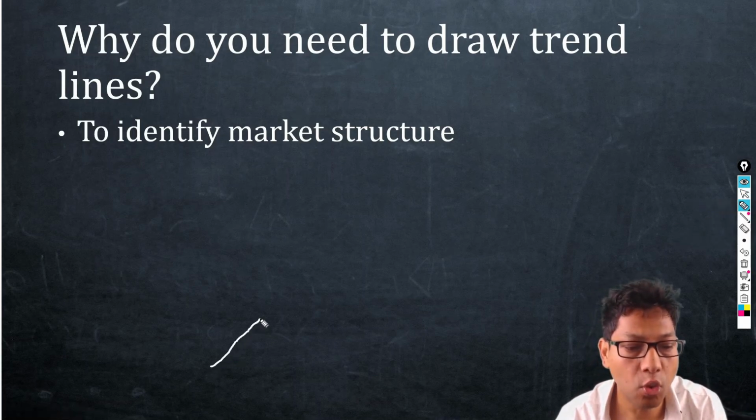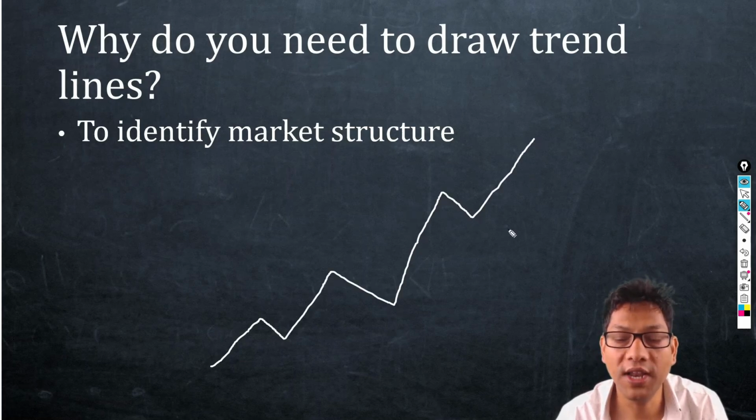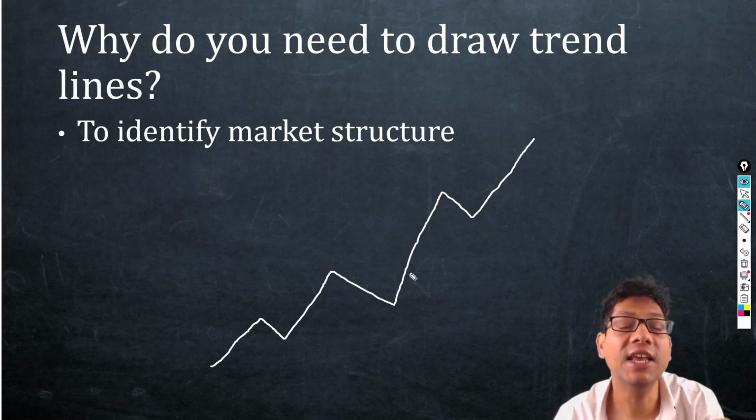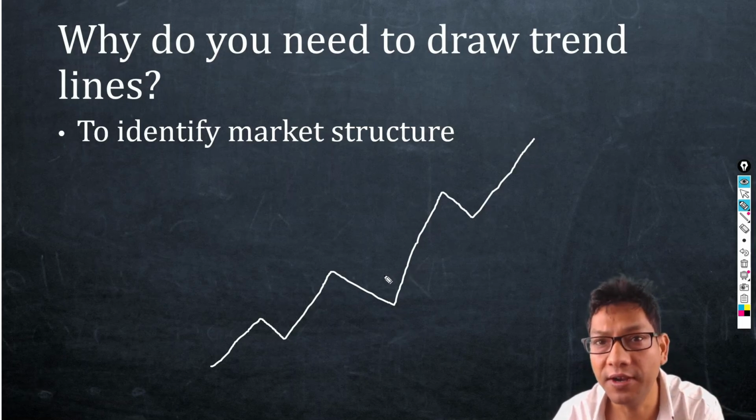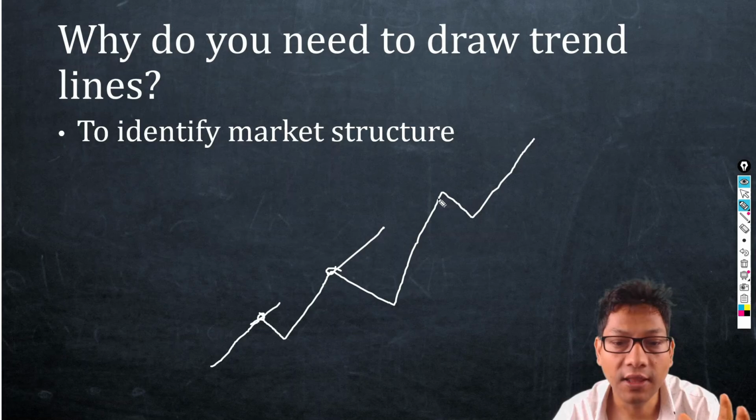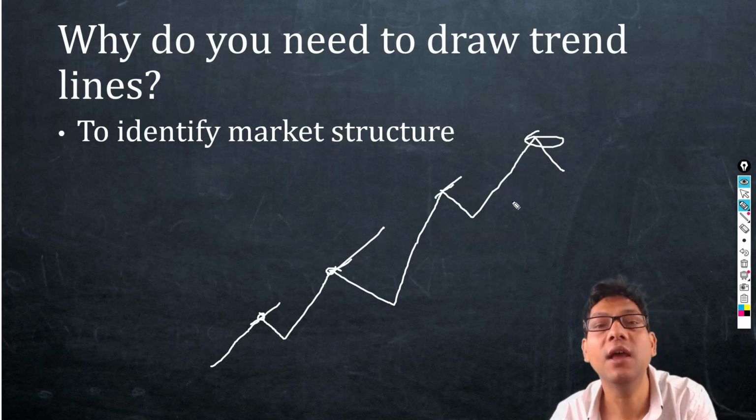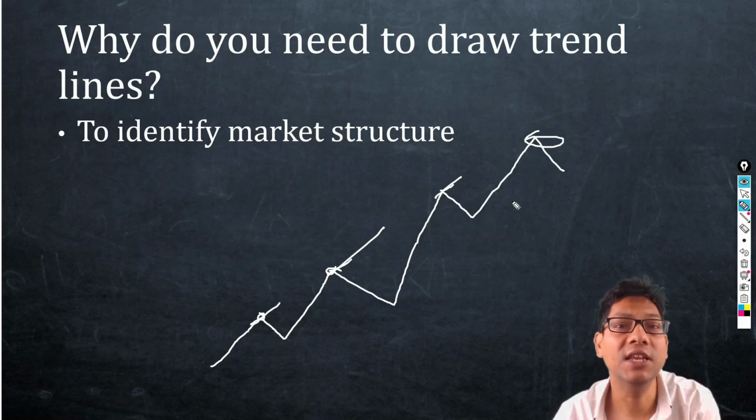Say for example, if you open a market and you see it like this, what does it mean? It means it is creating a series of higher highs and higher lows, so it is in an uptrend. See, this high is higher than this, and this high is higher than this. Now this high is higher than this. That means it is creating a series of higher highs. So when you see a market creating a series of higher highs, that means it is in an uptrend.